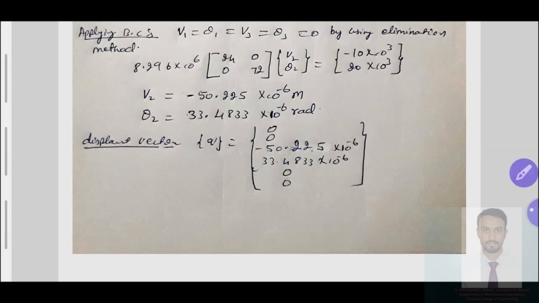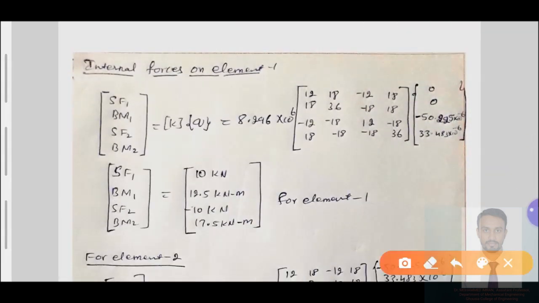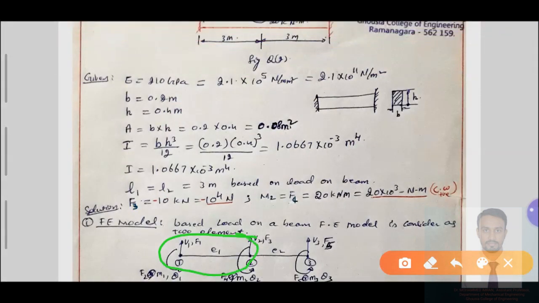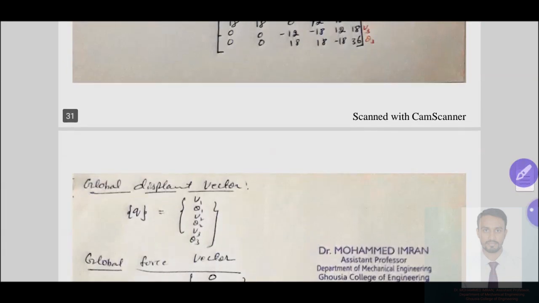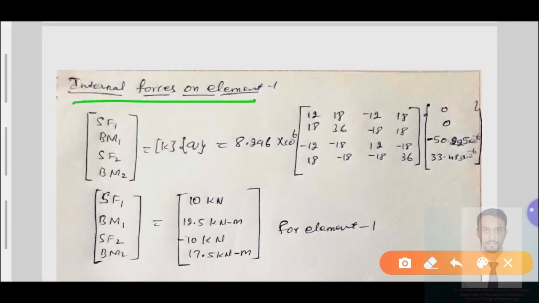We found all the displacements and rotations in the beam element at each node. After that, it has asked to find the internal forces on the beam element. The internal forces on a beam element are the shear force and bending moment. The shear force and bending moment at each element we need to find out: shear force in element number 1 and bending moment in element number 1. As we have the idea, internal forces on element number 1 are SF1, BM1, SF2, BM2. These are the internal forces induced in element number 1.